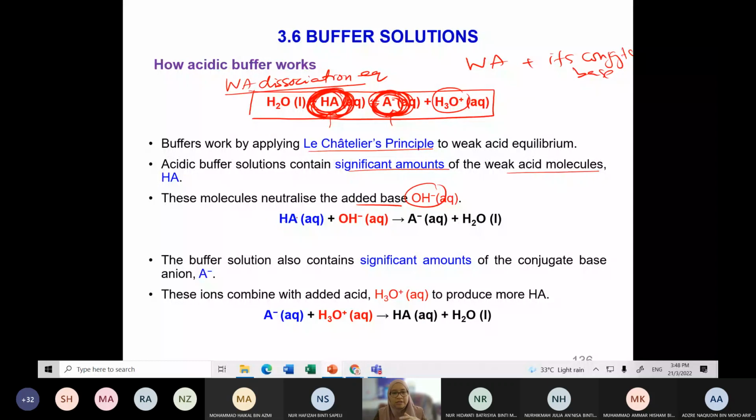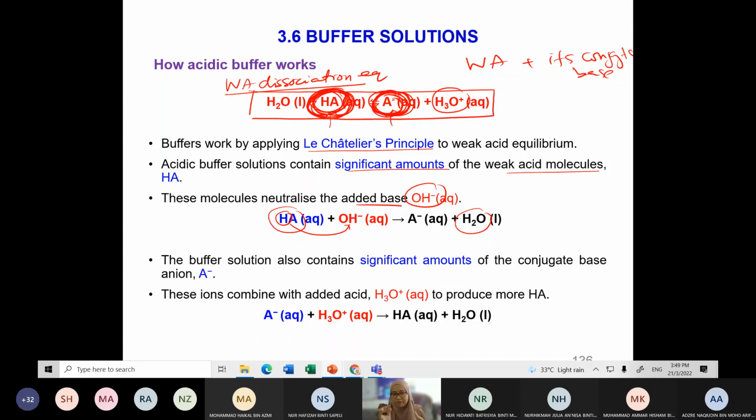Alright, so how do we write the equation that shows the neutralization of the weak acid in the buffer with the added OH minus? HA plus OH minus, okay, producing A minus and H2O. Okay, so ini akan diambil oleh OH minus, dia jadi H2O. Nampak? So there is no OH minus available in the solution. Therefore, the pH can be maintained. Okay, kalau you faham yang tu, how about if instead of we add in OH minus, kita add in H3O plus.